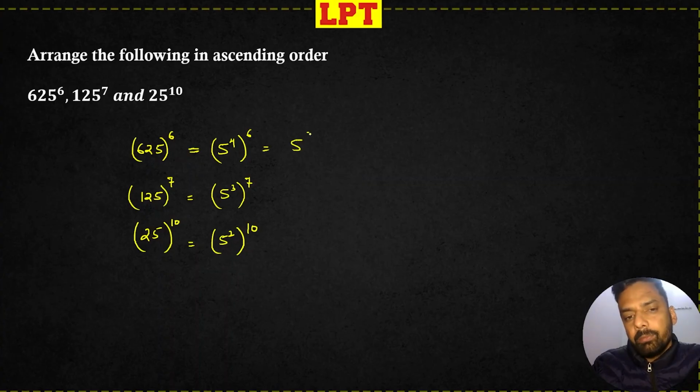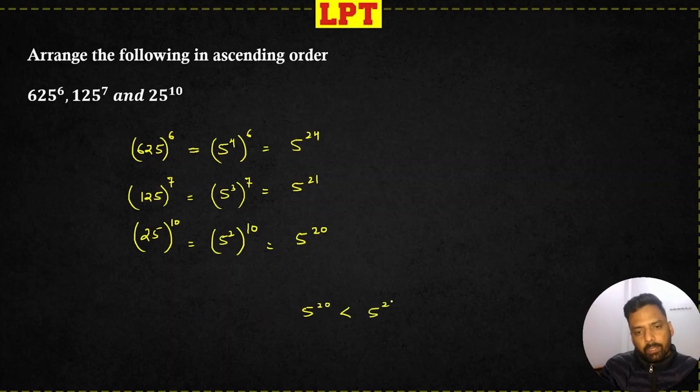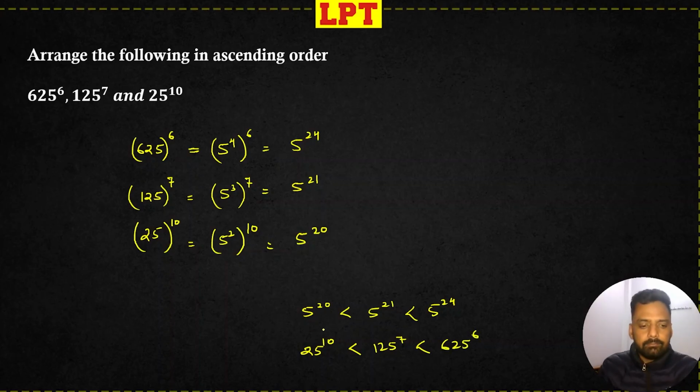This I can write 5 to the power 24. This I can write 5 to the power 21. This I can write 5 to the power 20. Right? 2 tens are 20. So if I arrange them in ascending order, 5 to the power 20, then 5 to the power 21, and then 5 to the power 24, or you can say 25 to the power 10, then 125 to the power 7, and finally 625 to the power 6. That has to be the correct order in ascending order.